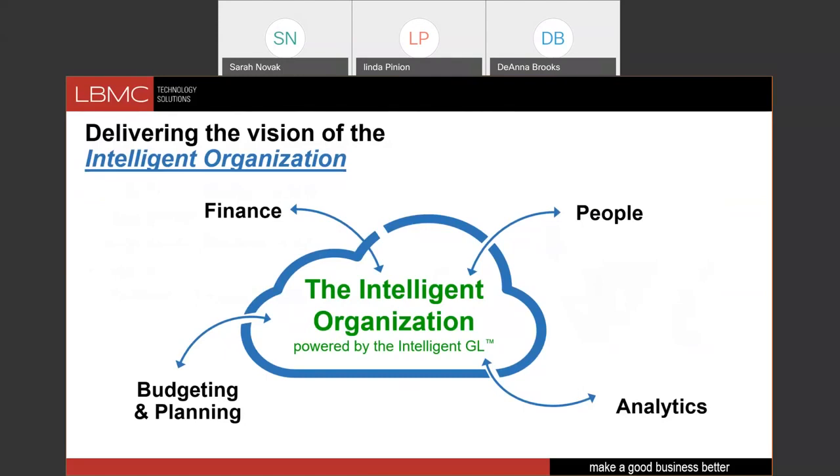When you think about something that's coming in Sage Intacct called intelligent time, it's a way for us to help automate that time entry using AI. And one of the things that managing your time identifies is where we can enhance or drive billing performance. So finance, budgeting and planning, people, and analytics all have to do with the intelligent organization. It's a way for us to present that holistic view of your business.